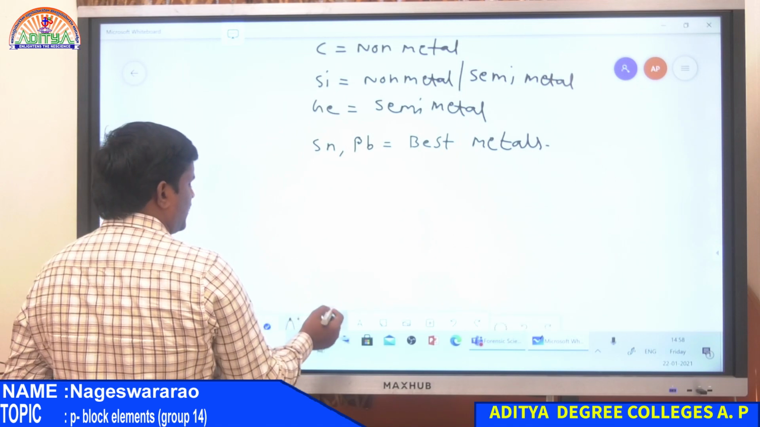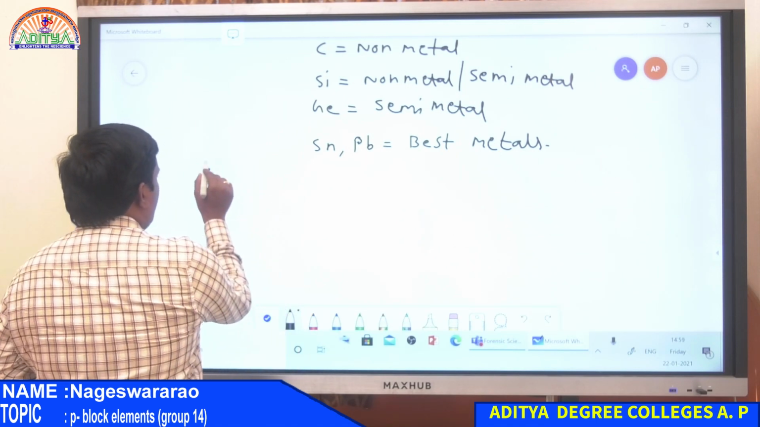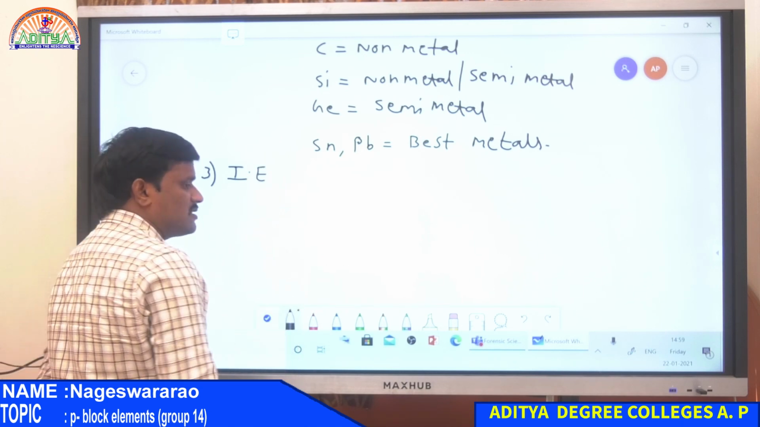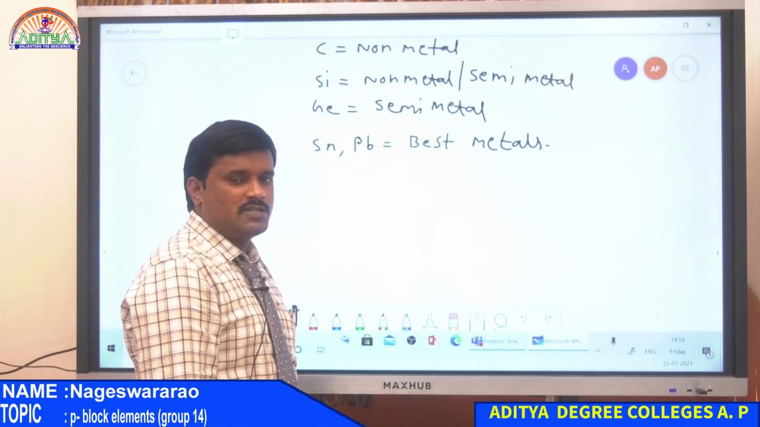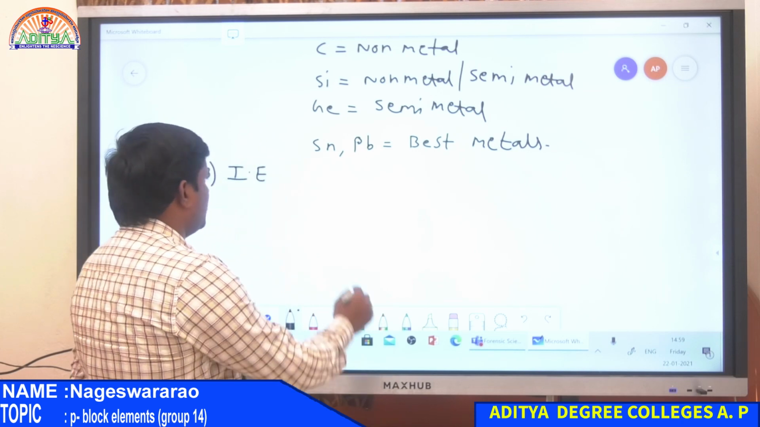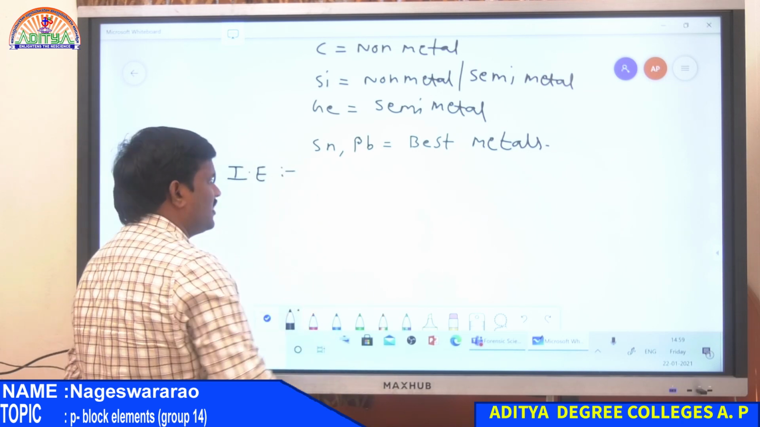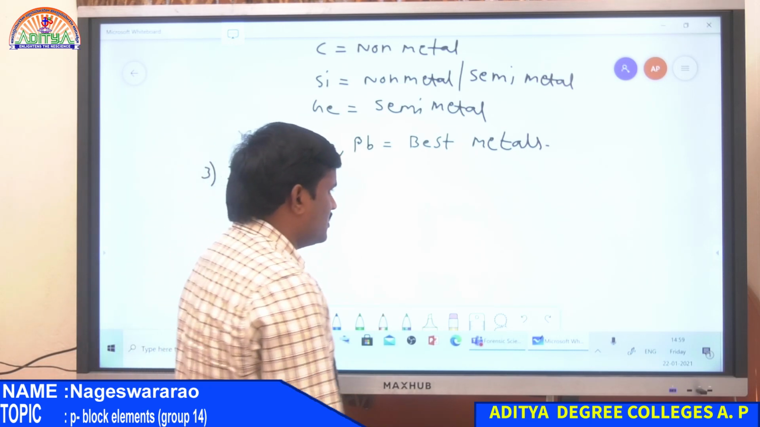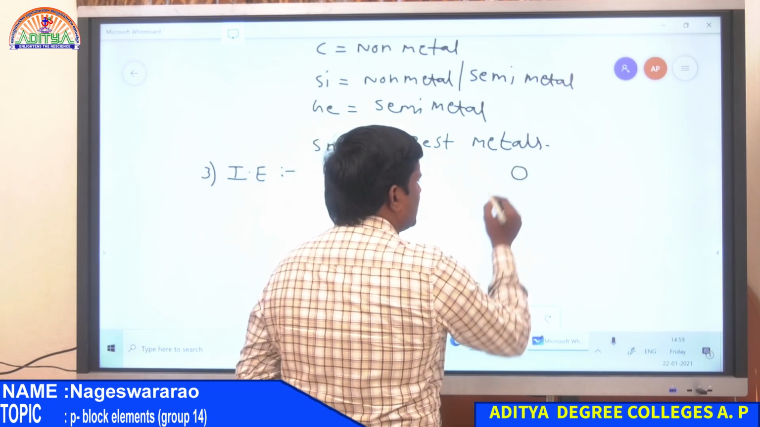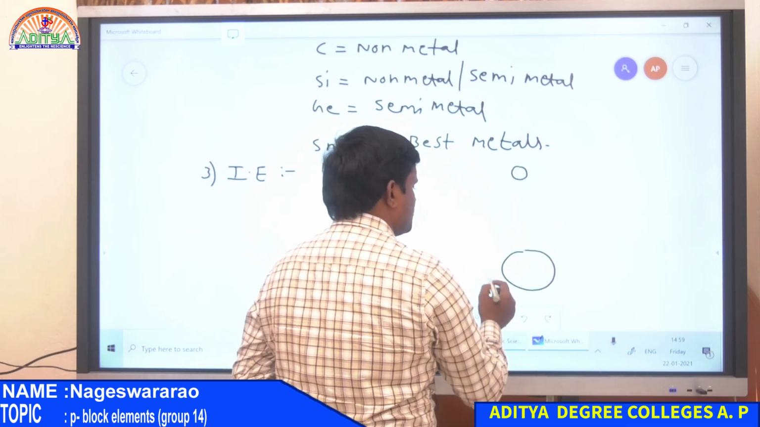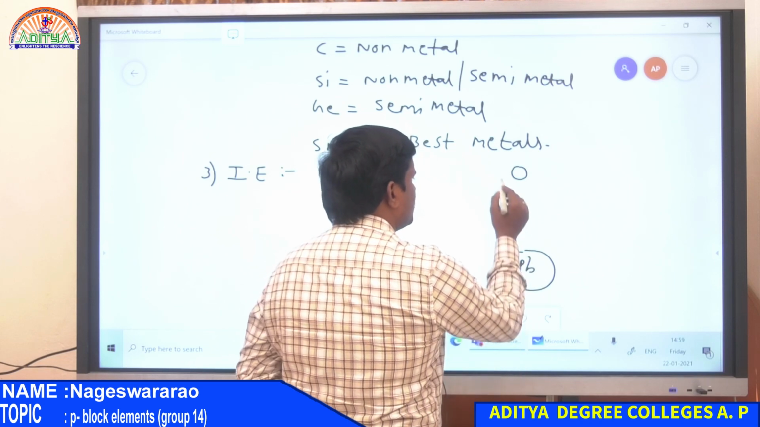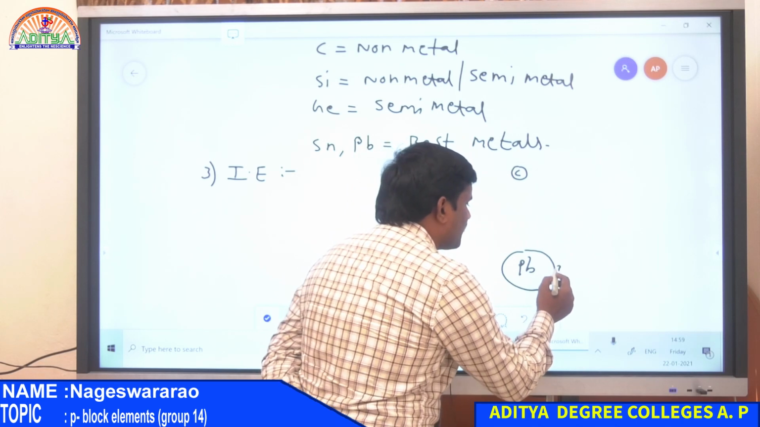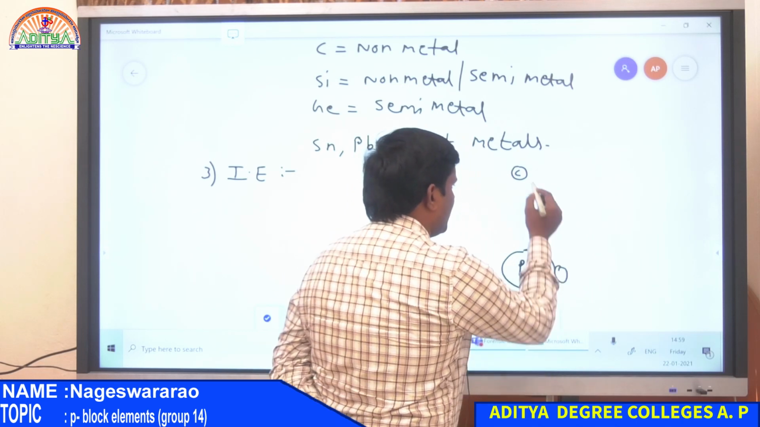The third one is ionization potential or ionization energy. Ionization energy is the amount of energy required for the removal of one electron. Carbon has a very small size, whereas lead has a large size. So this is lead and this is carbon. It is easy to remove one electron from the largely sized lead compared to carbon.